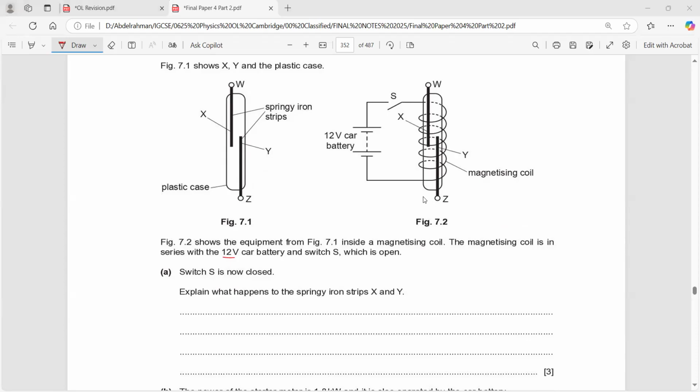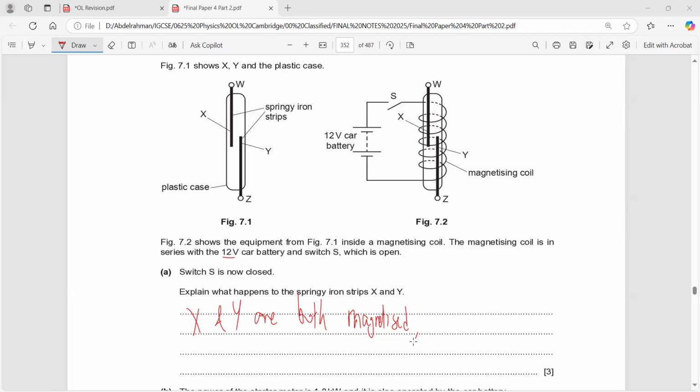Basically, if you think about it, you have a coil which is attached to a battery. This battery will create a current, and this current will create a magnetic field. So we can say that X and Y are both magnetized. When they are magnetized, what happens? X and Y both have opposite ends.